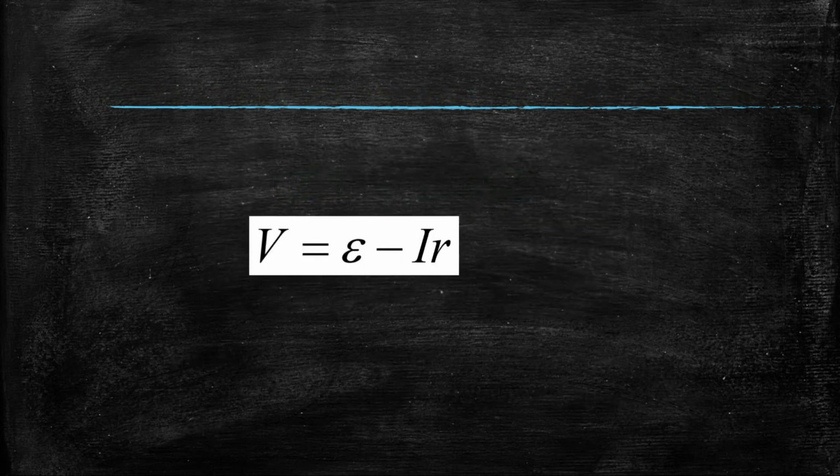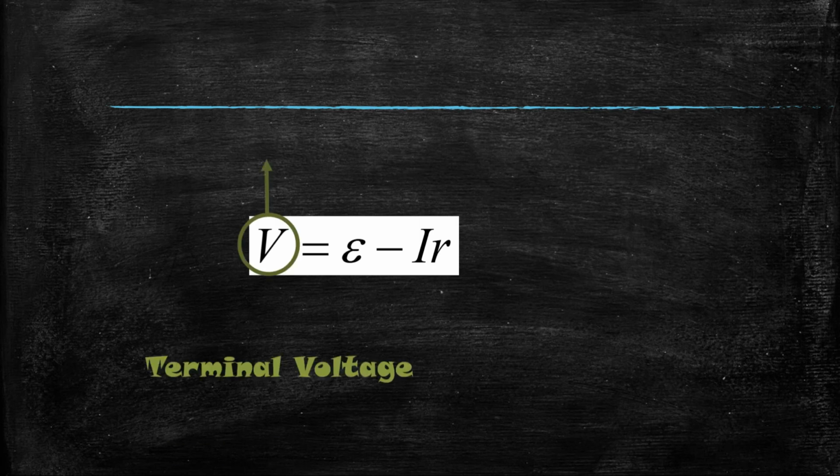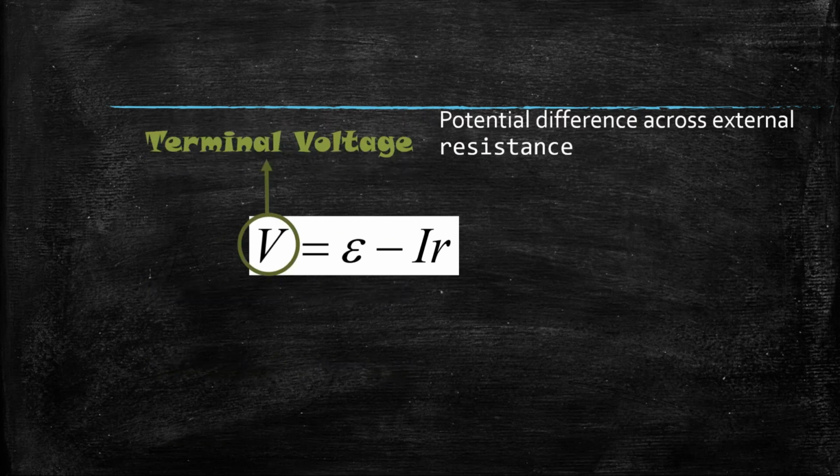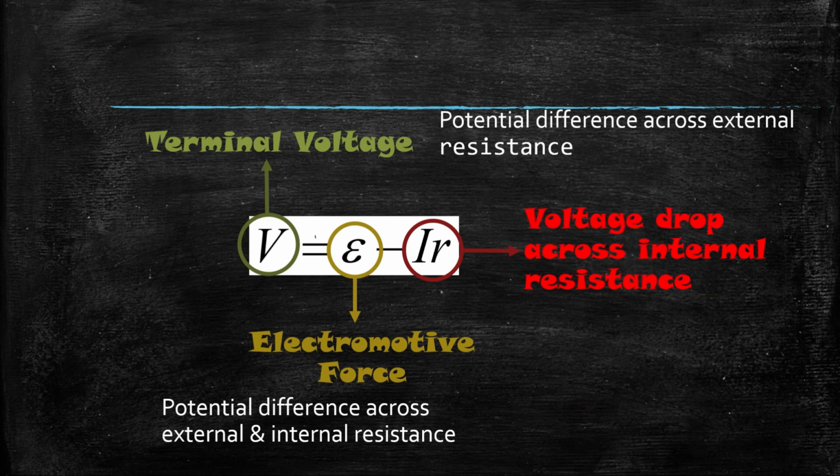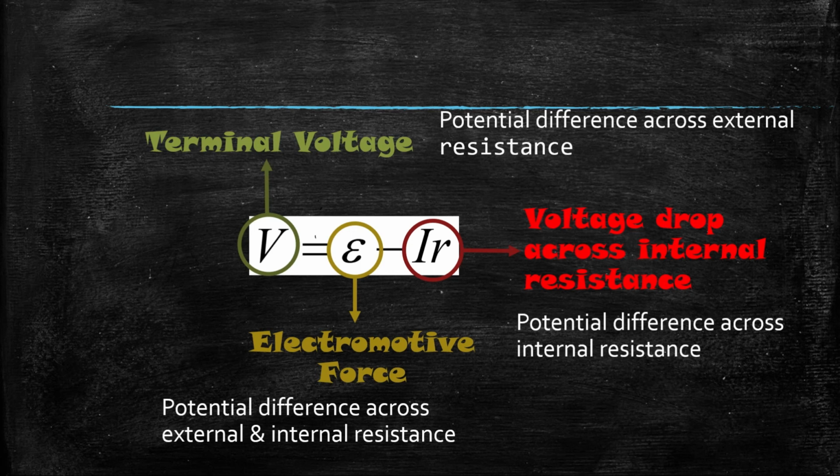In conclusion, terminal voltage is the potential difference across the external resistance, and EMF is the potential difference across the external and internal resistance. Voltage drop across the internal resistance is the potential difference across the internal resistance.